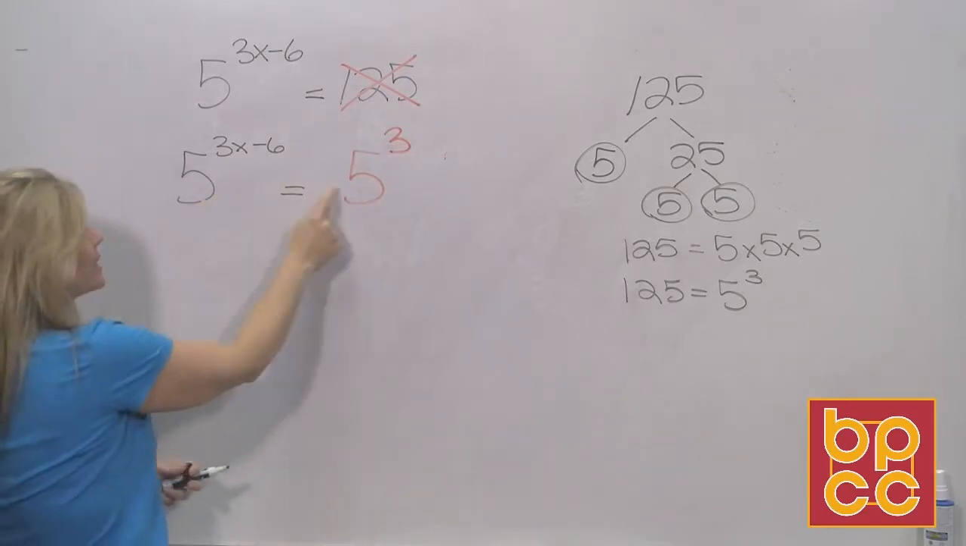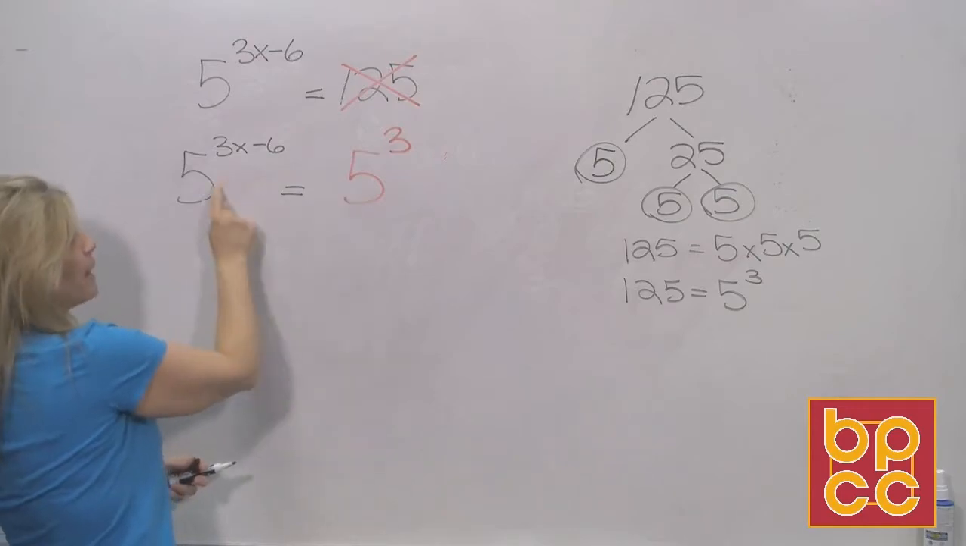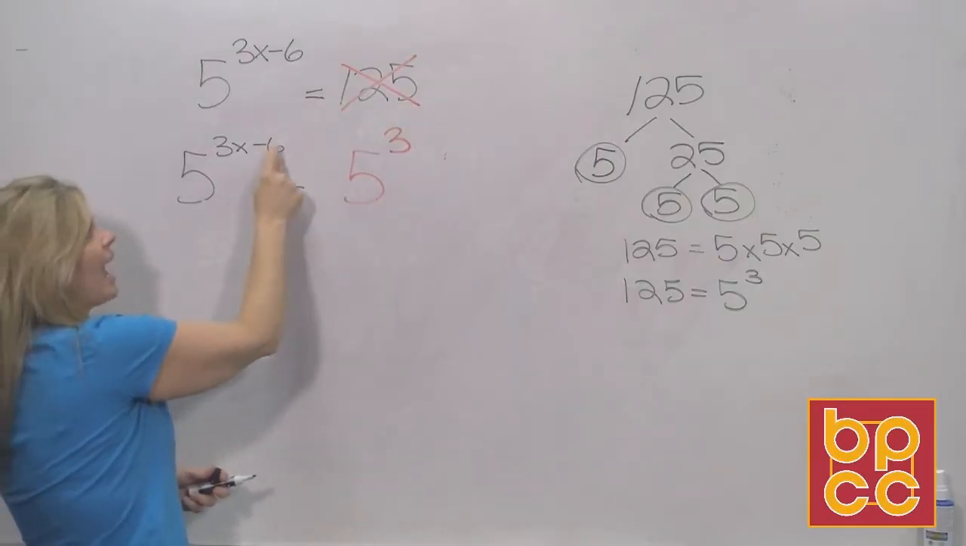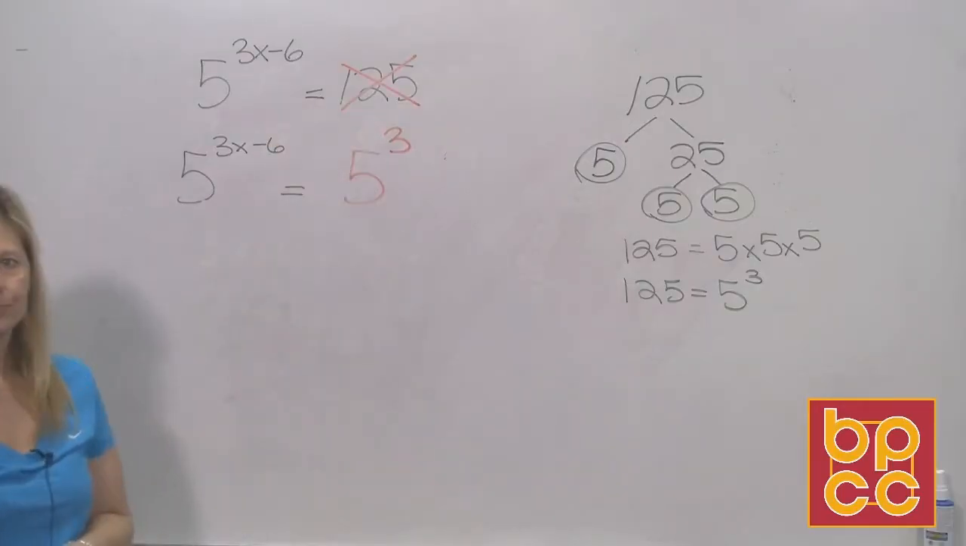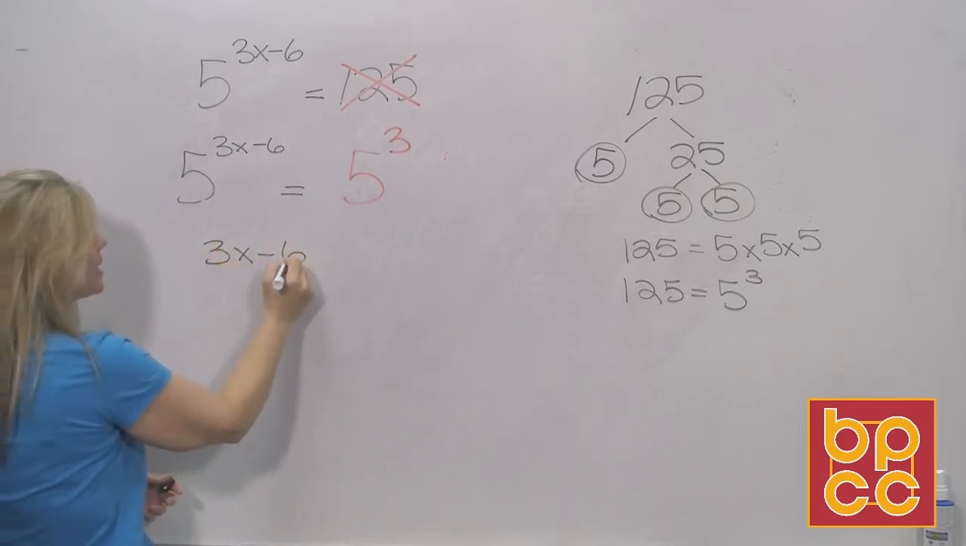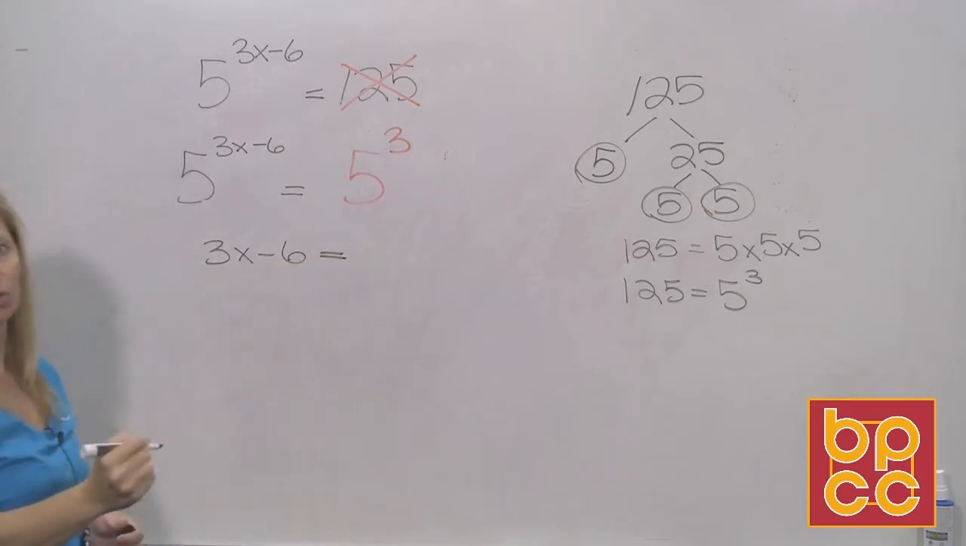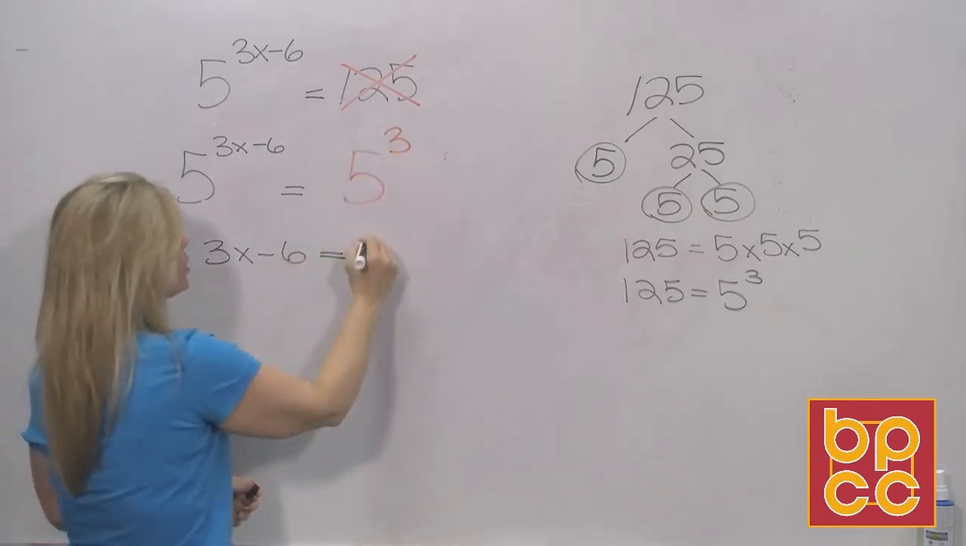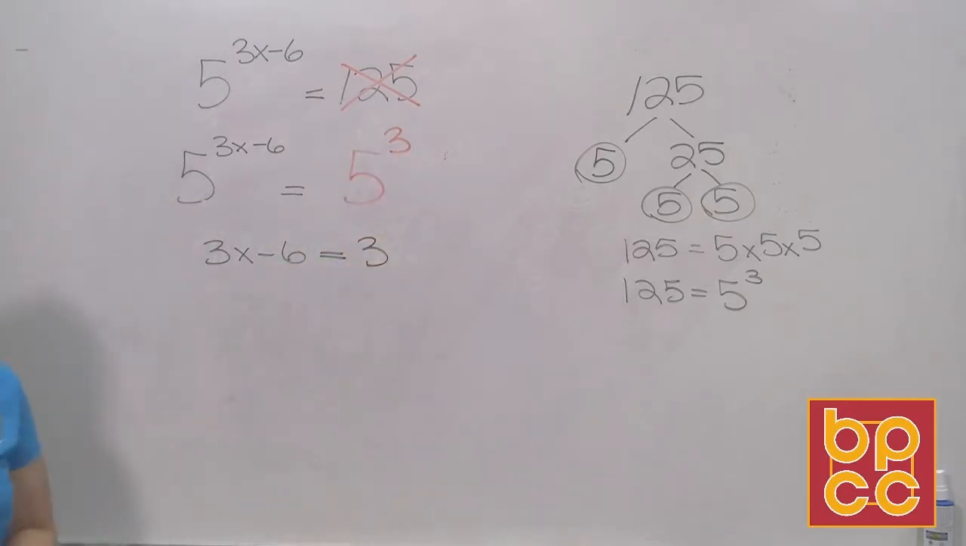You've got the bases to be balanced. And if the bases are equal, then the exponents have to be equal. Well, the exponent on the left is 3x minus 6, and it has to equal the exponent on the right, which is 3. Look what you've done. You've made a simple linear equation from Algebra 1 that you could solve.